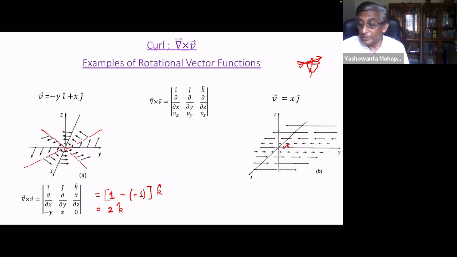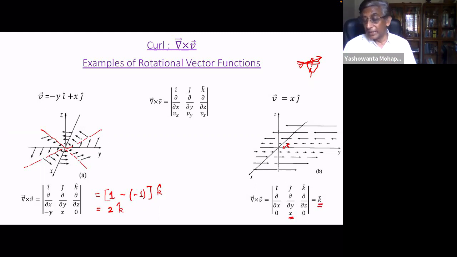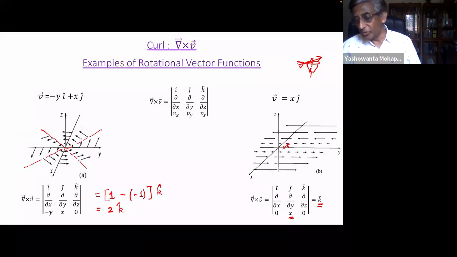Okay, so what about this? Of course, the only thing that survives is this x, and you can calculate this is only a single k. All right. So at least in finding this out in Cartesian coordinates, it's always easy.